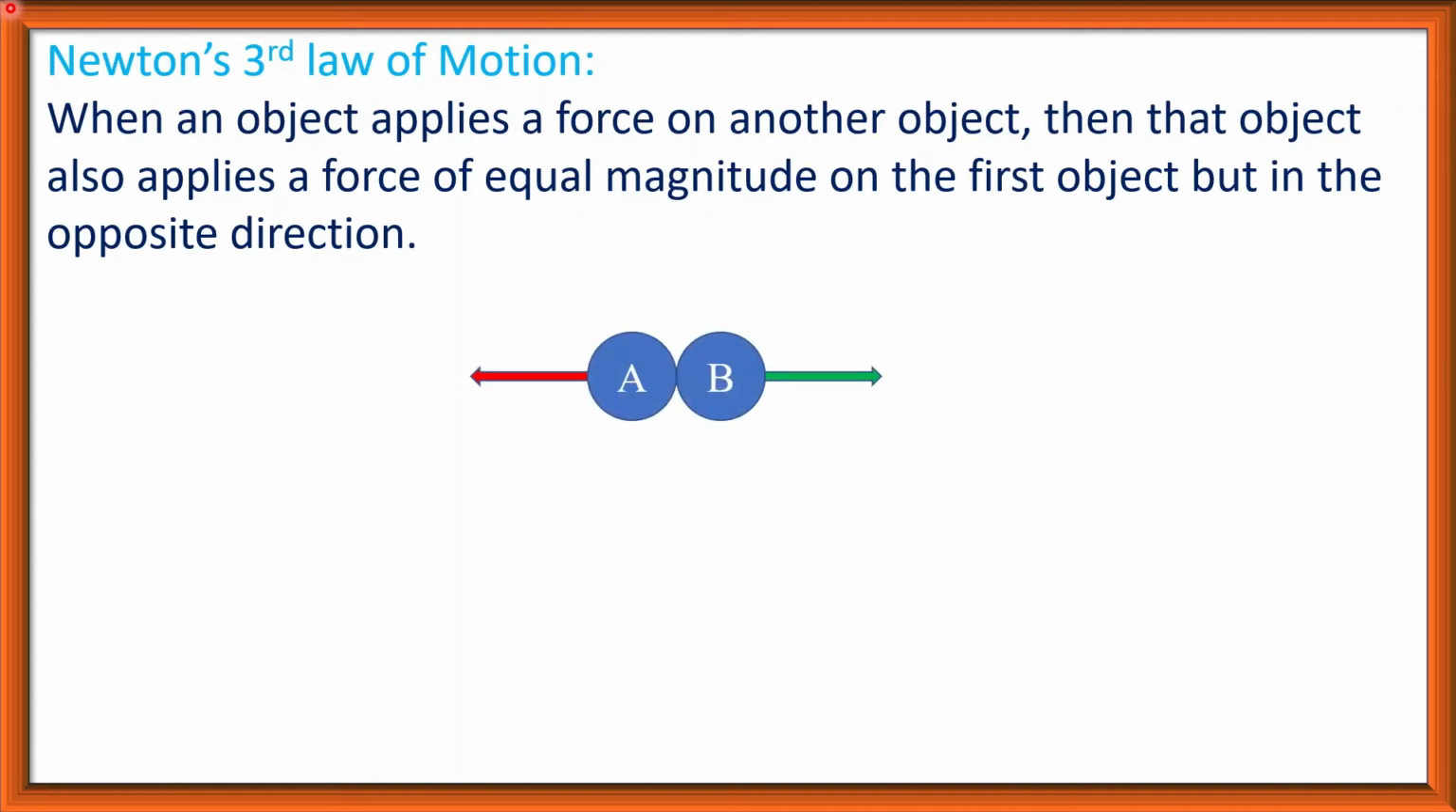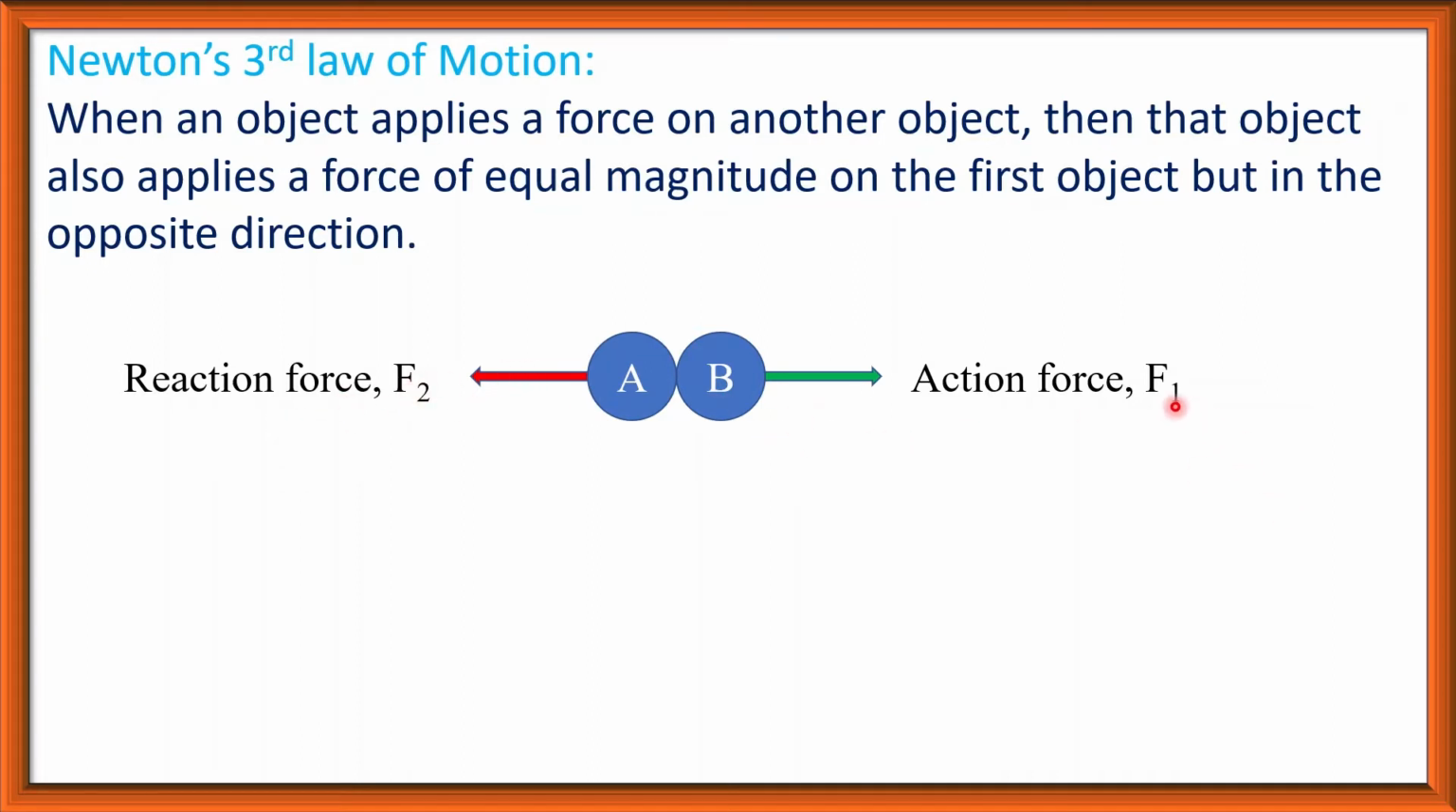Consider A and B two objects. A object applies force on B object, and therefore B object will also apply a force on A object, but the direction of these two forces is opposite. Consider this force is the action force, that means force applied by A body on B body, and this force is F1 force, and this force is known as action force. And B object will also apply force on A object, so F2 is the reaction force.